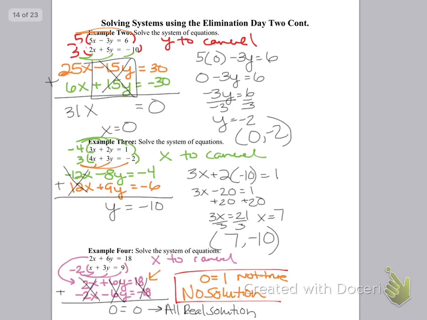Okay, so please be prepared to see the difference on that and be open to it. If it's equal, all real solutions. If those two numbers are not equal, no solution.